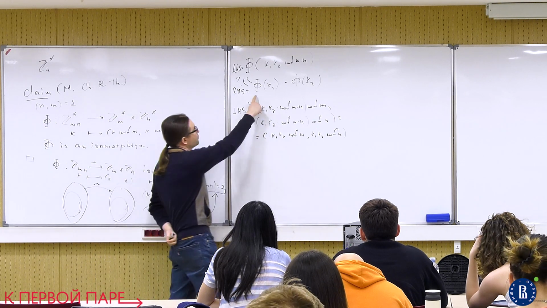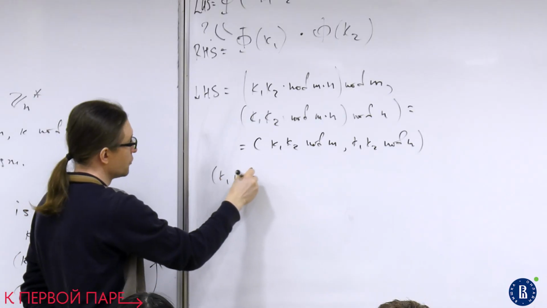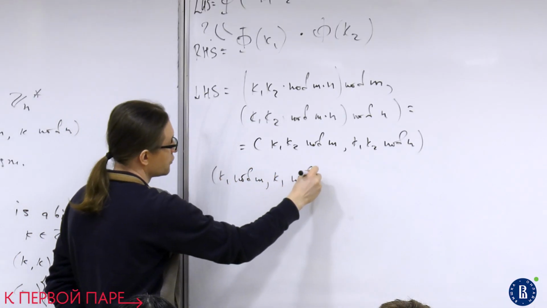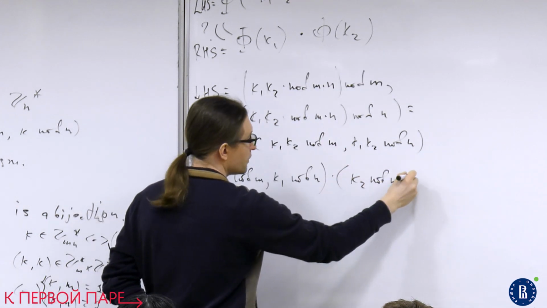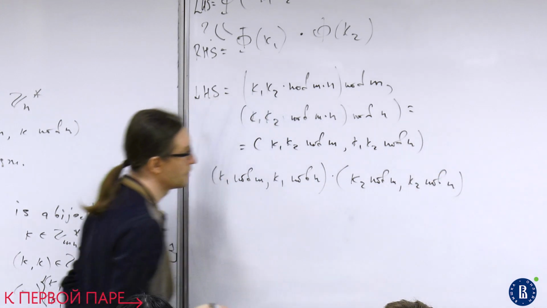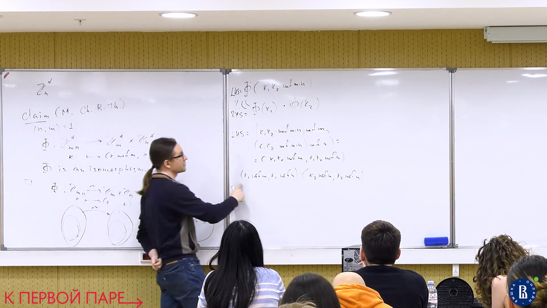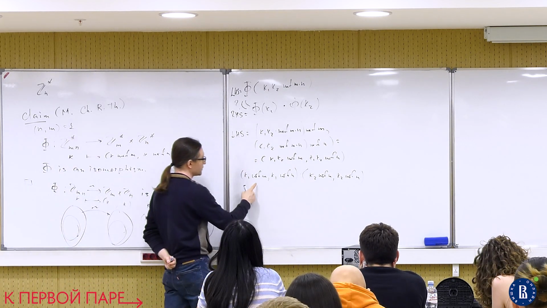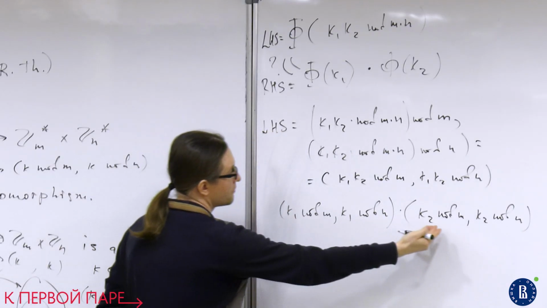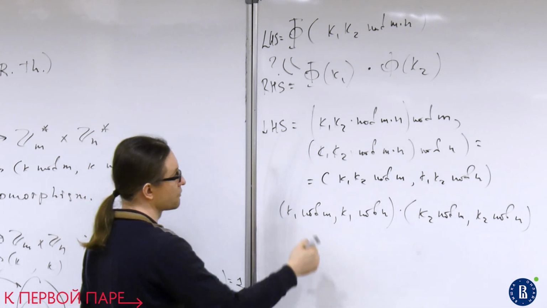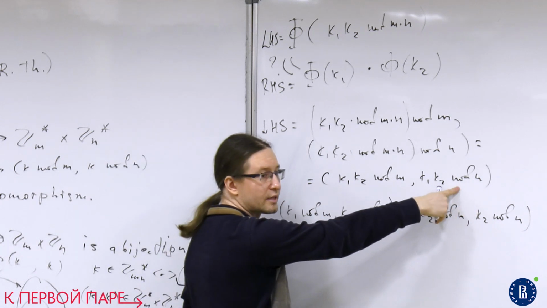Now, if we compute the right-hand side, then just by definition, this thing is k1 modulo m, k1 modulo n, and this thing is k2 modulo m, k2 modulo n. And by the definition of the direct product, if you want to multiply this pair with this pair, you should multiply the first elements and then the second elements. But how do you multiply the first elements? You just apply multiplication modulo m, so the result will be exactly this expression. And if you multiply the second elements, the result will be exactly this expression.